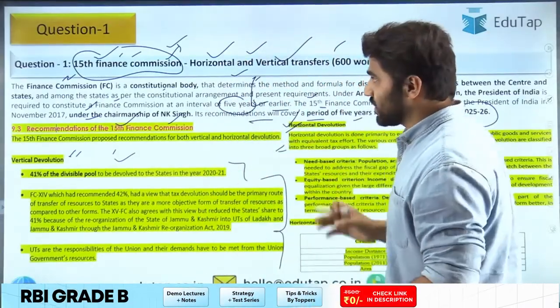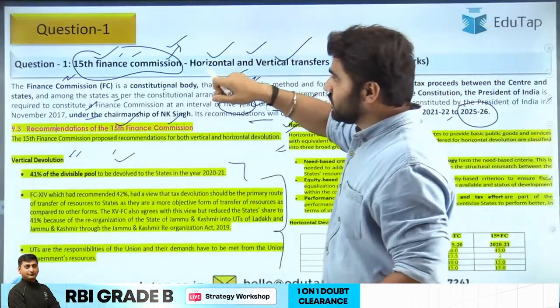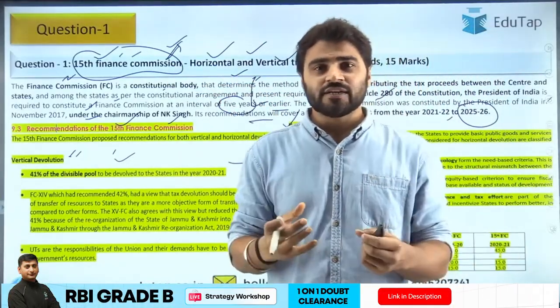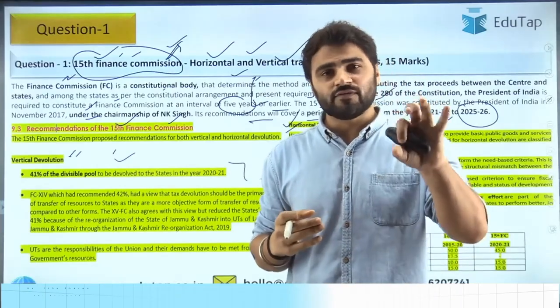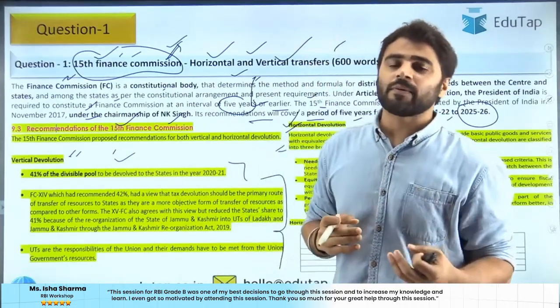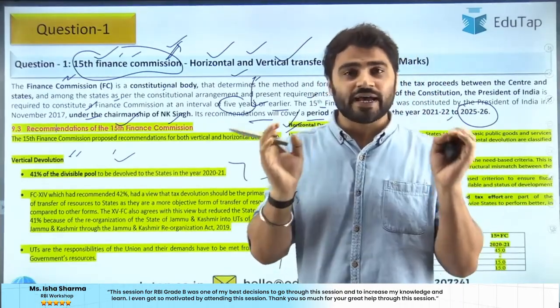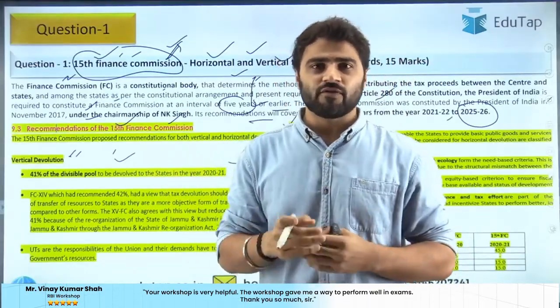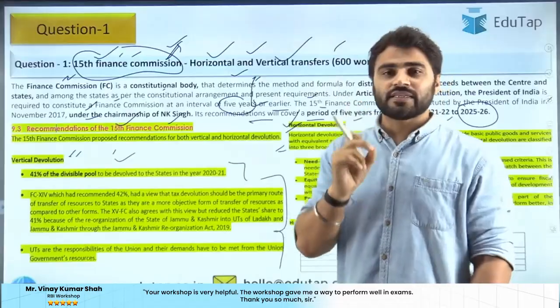of any particular question. So guys, this is about question number 1, which is related to the 15th Finance Commission. And one thing you need to remember, the intention behind this session is not only to give you the solution, rather to make you capable so that you can analyze the paper and make a strategy according to that for the upcoming examination, for the RBI Grade B 2023 examination, right?